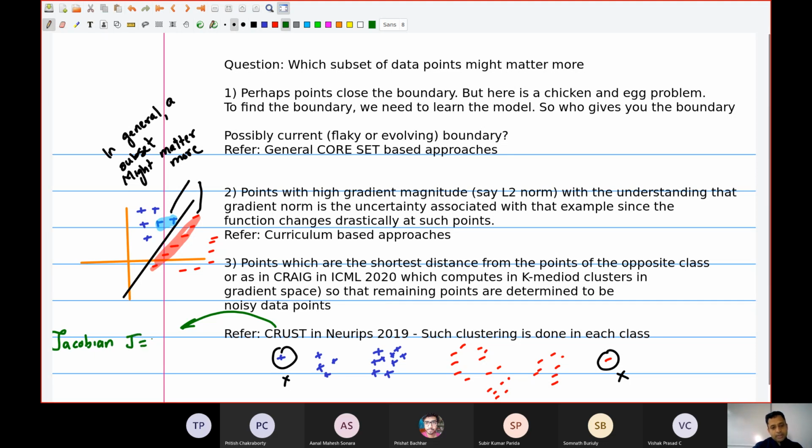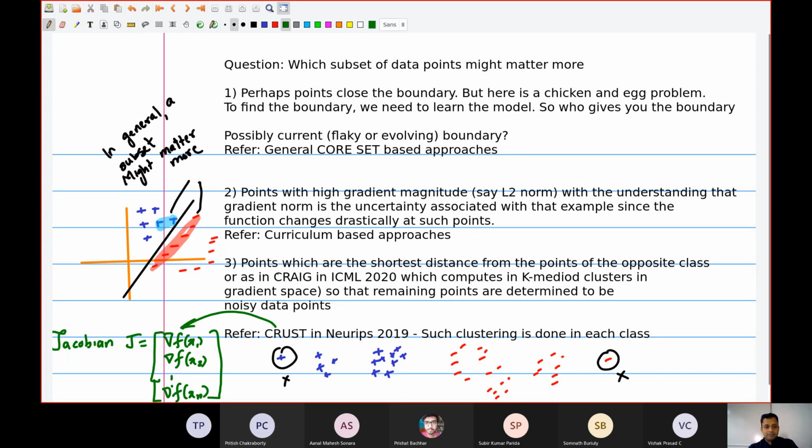So what is Jacobian J? It's all the gradients stacked together. F of x1, f of x2. Okay, I might be wrong in the reference, but I'll put it correctly afterwards. This says that's the original intent, though eventually they just do clustering. But the original intent in Crust is that you take this Jacobian and decompose it into a noise space and information space. So noise and information is in the gradient space, as you can see.